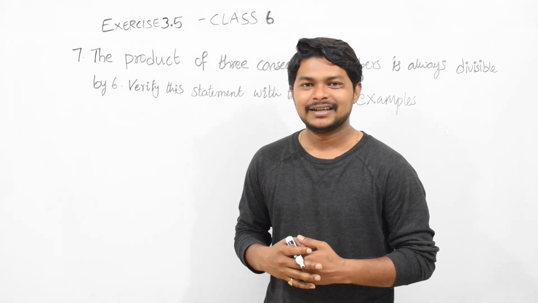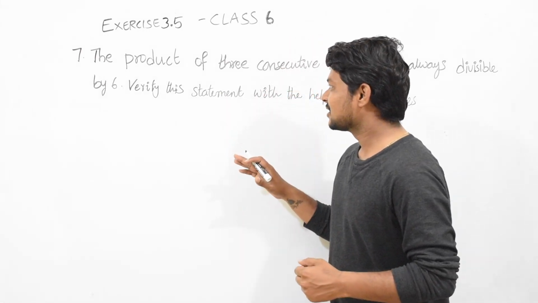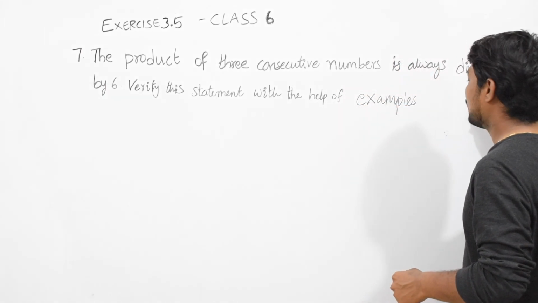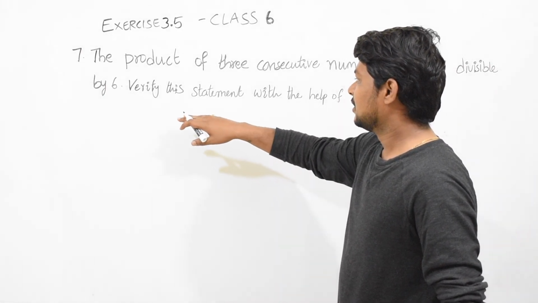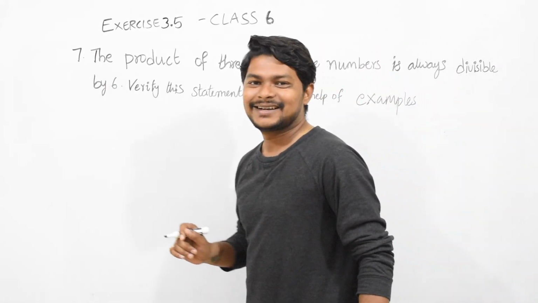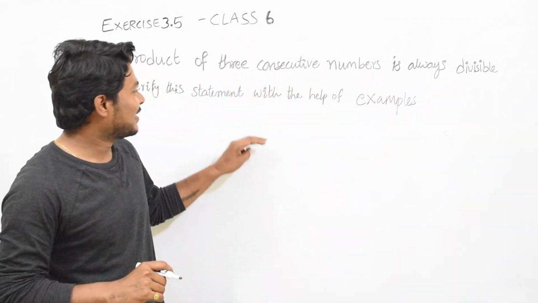Hi guys, now we will see another question. The product of three consecutive numbers is always divisible by 6. Verify the statement with the help of examples. Okay, here I have tried with new handwriting.